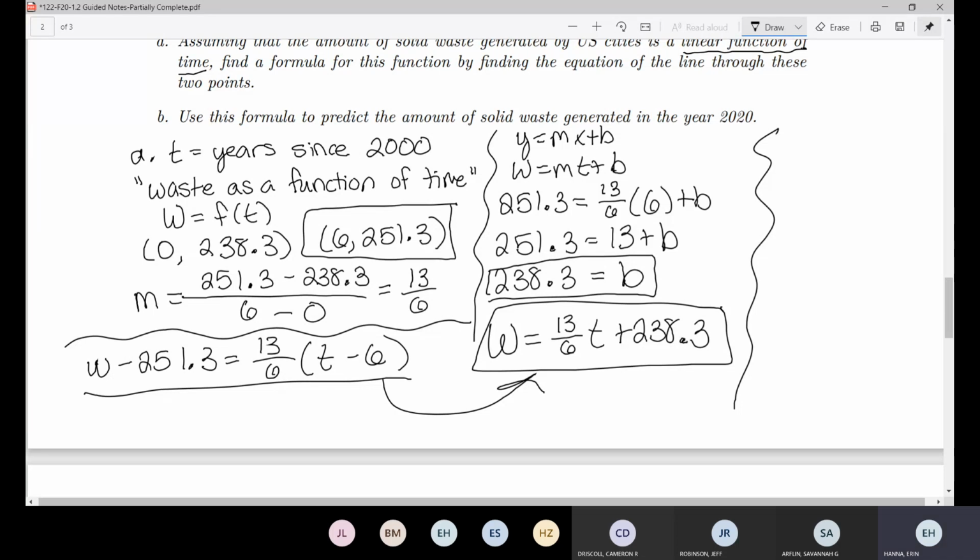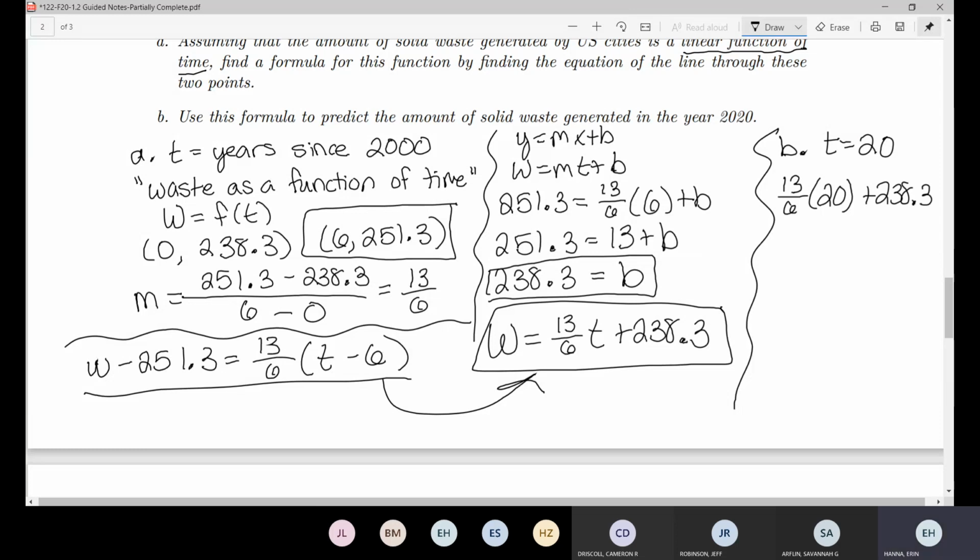But then we had another piece of this that says use the formula to predict the amount of solid waste generated in the year 2020. Good old 2020. So what value do I want to plug in? 20. Because remember, it's years since 2000. So I want to plug in 20. So I have 13 over 6 times 20 plus 238.3.